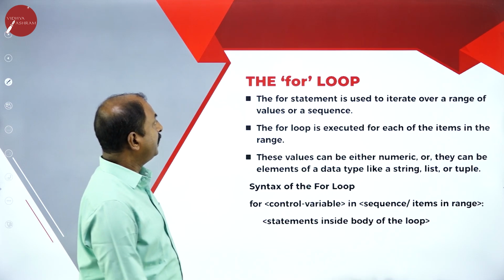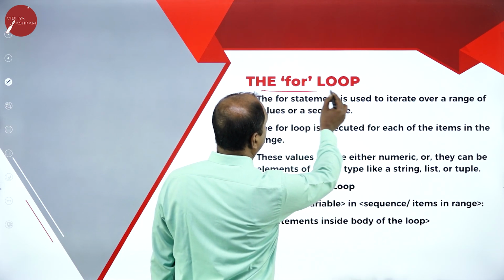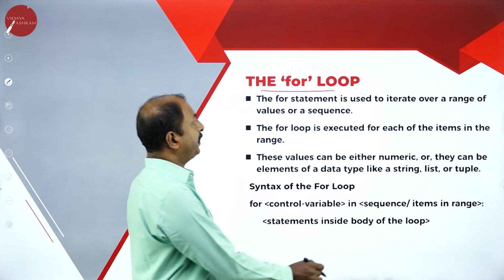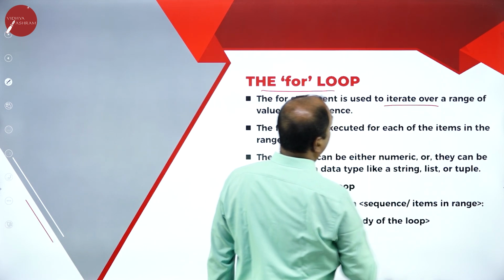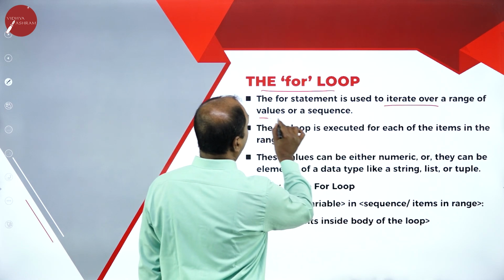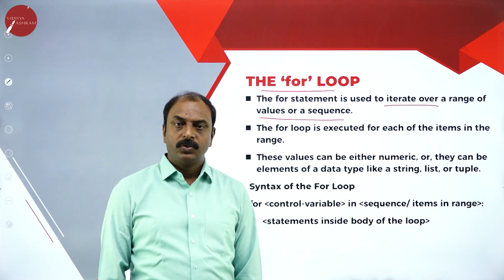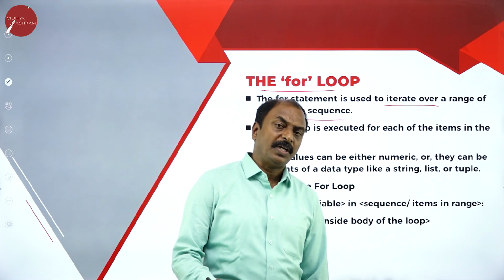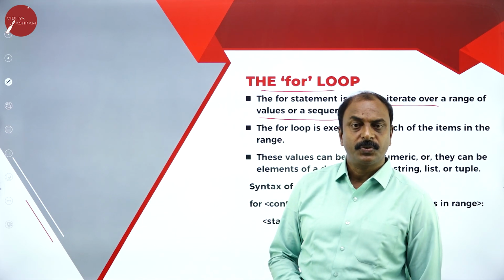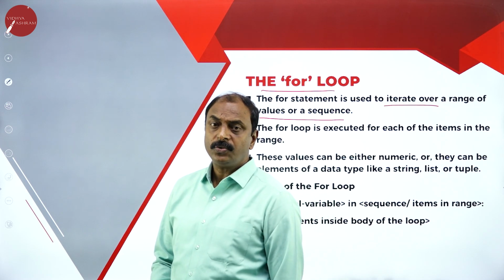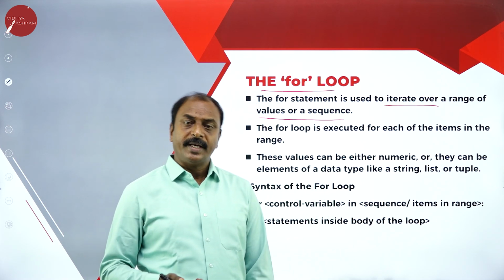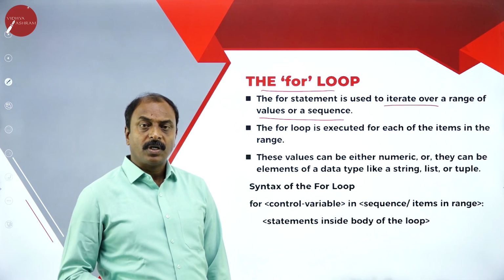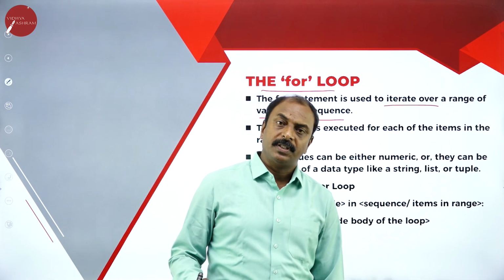Now let us see what is the definition of for loop or for statement. Here the for statement is used to iterate or repeat over a range of values or a sequence. In repetition concept, the user must be aware of 3 things. First of all, we should know the starting value and the last value or the end value, as well as the range of values in between, or the difference between the two numbers.